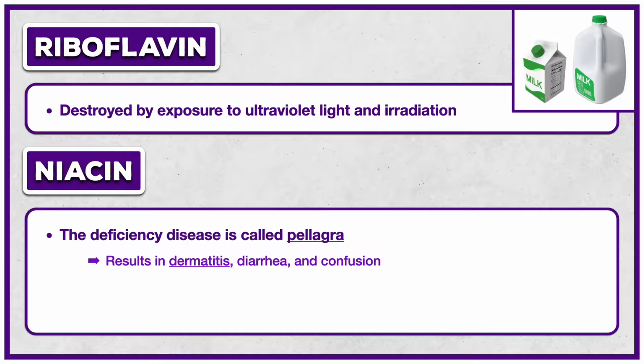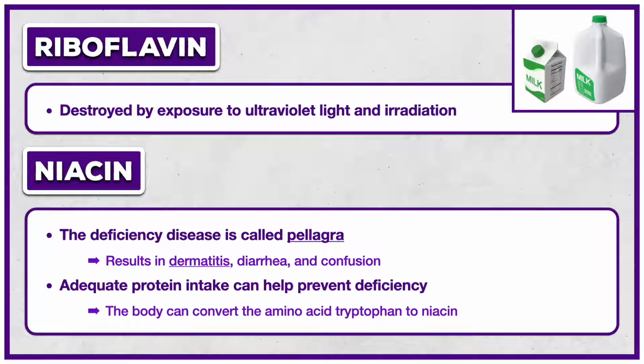For niacin, the deficiency disease is called pellagra, which has roots in the Italian word pelle for skin and agra for rough. That alludes to a classic consequence of deficiency in dermatitis, or inflammation of the skin, which often occurs alongside other consequences like diarrhea and confusion. Another detail about niacin is that adequate protein intake can help prevent deficiency. That's because the body can convert the amino acid tryptophan to niacin.